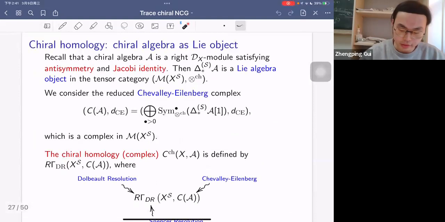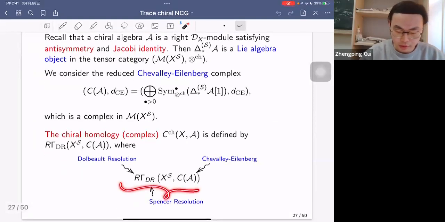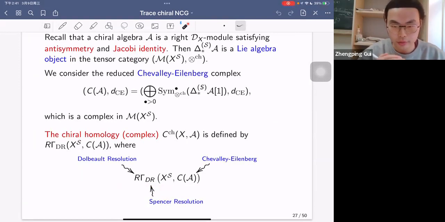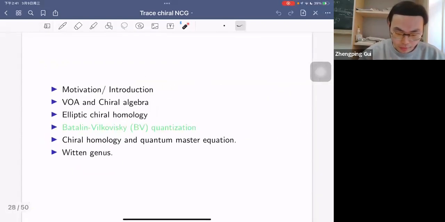So the point is that this object is a kind of two-dimensional replacement, a two-dimensional analog for the Hochschild homologies. Now I will briefly review the BV quantization, and then I will try to relate this BV formalism to the chiral homology.